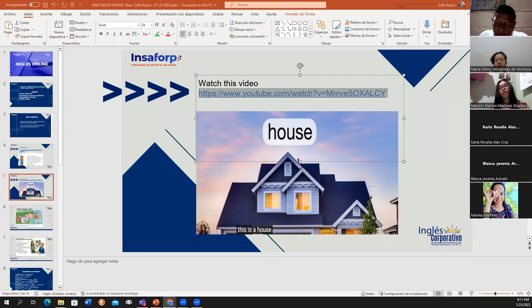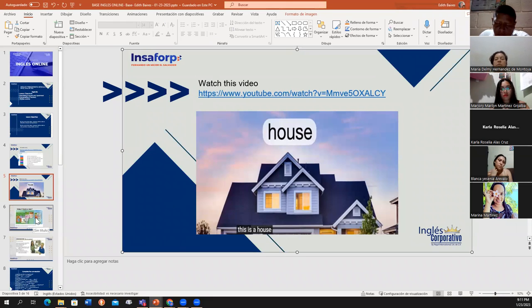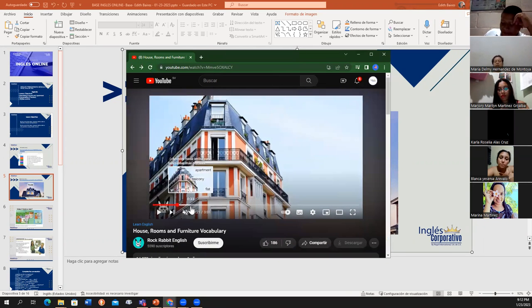Okay. Did you find new vocabulary there? Aparte del que tenemos en nuestro material en el libro, did you find new words, new furnitures that you didn't know, que no sabían? Flat. Okay. Balcón. Two house. Open. Bathtub. No sé cómo se le llama. Yes. Bathtub. Sink. Open. Cushion.